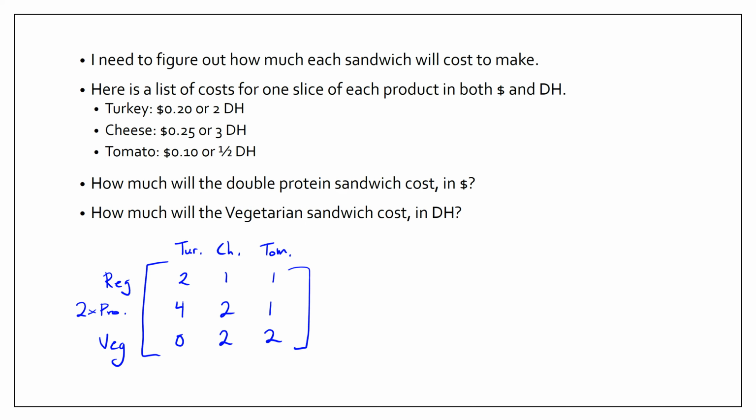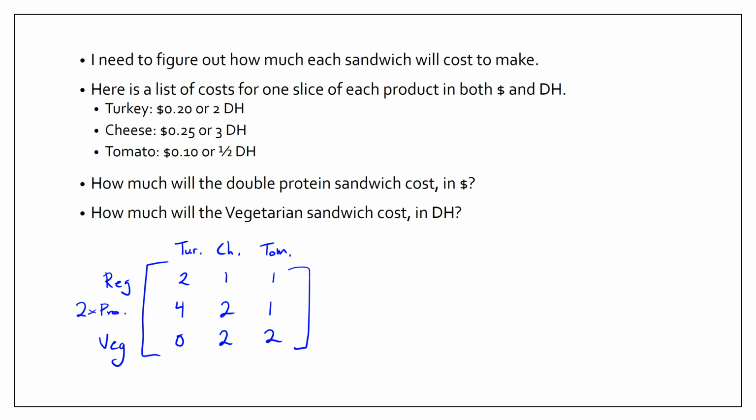So I know that turkey, I'm going to give all the prices. There are some in dollars and some in dirhams, just depending on where I buy them, or the exchange rate, or whatever. The point is, turkey is going to cost 20 cents a slice, or 2 dirhams. Cheese is costing 25 cents a slice, or 3 dirhams. Tomato is costing 10 cents a slice, or half a dirham. So here's my matrix. This is representing my different sandwiches. I want to know how much will the double protein sandwich cost in dollars.